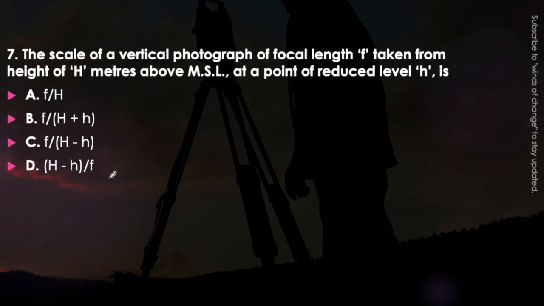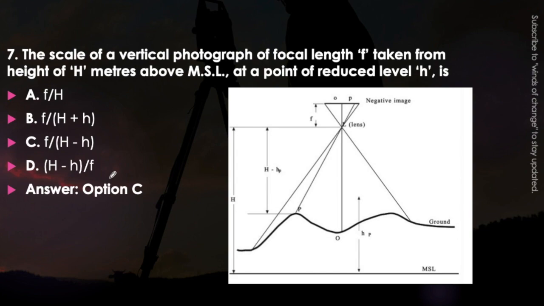The scale of the vertical photograph, the formula for it, will be option C, that is f upon H minus h, where capital H is the height above MSL, that is the height of the camera above mean sea level, and small h will be the reduced level of that point or the area. So this formula for the scale will be f upon H minus h. f will be the focal length of the lens. This is a very important formula, memorize it.